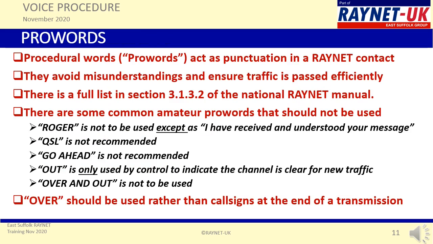Pro words or procedural words are the punctuation of a Raynet voice contact. They avoid misunderstandings and ensure traffic is passed efficiently. There is a full list in the National Raynet Manual at section 3.1.3.2.